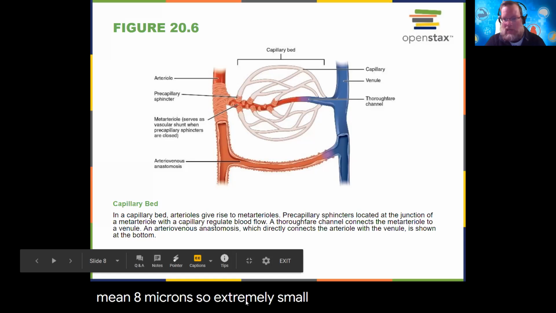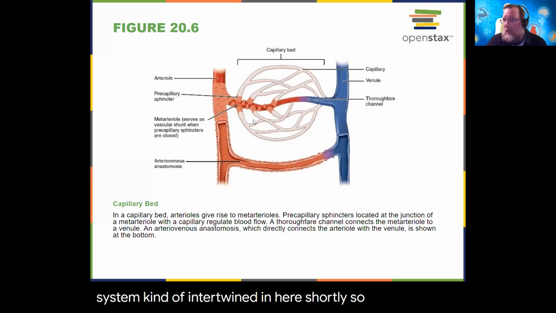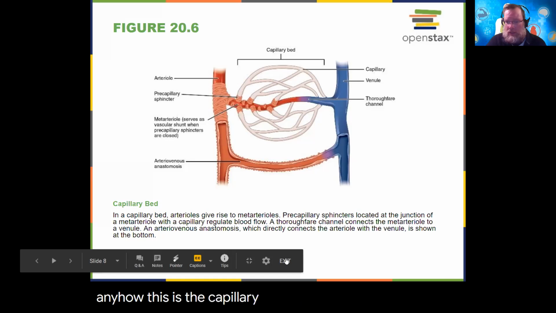So capillaries are dropping off gas. Meanwhile, plasma is getting pushed out a little bit. We're going to see the lymphatic system intertwined in here shortly. So anyhow, this is the capillaries. This is really where all of the action is.